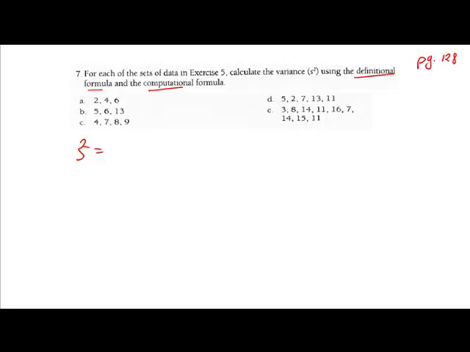So the variance, s squared using the definitional formula, s squared equals the sum of x minus x bar squared divided by n minus 1. The computational formula is s squared equals the sum of x squared minus the sum of x squared divided by n.